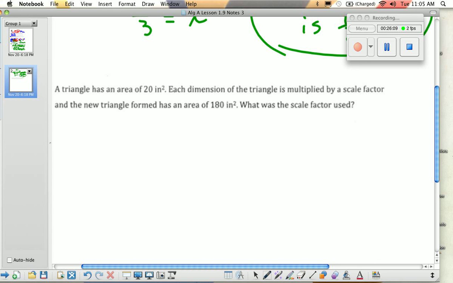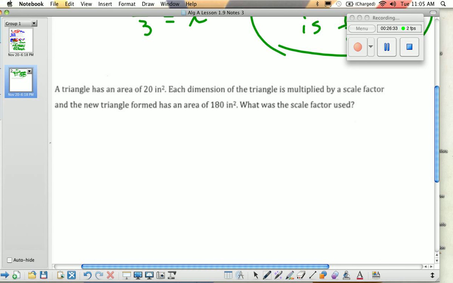What happens to the area again? Does it change by the scale factor? If you double the dimensions, does the area double? If you triple the dimensions, does the area triple? What happens? If you double the dimensions, it gets how many times bigger? 4. 2 times 2. If you triple the dimensions, how much bigger does it get? 9 times bigger. 3 times 3.